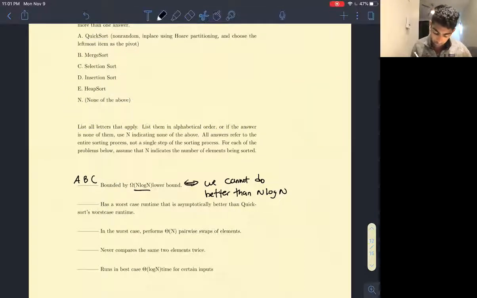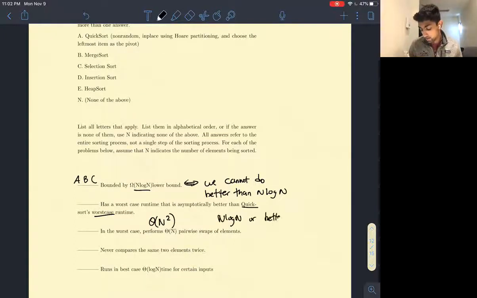For the next one, we see it has a worst case runtime that is asymptotically better than Quicksort's worst case runtime. So let's first recall what Quicksort's worst case runtime is. Quicksort's worst case runtime is n squared. Okay, so in order for something to have a better worst case runtime than n squared, its worst case runtime probably will be n log n or better, right? So let's look through these options.